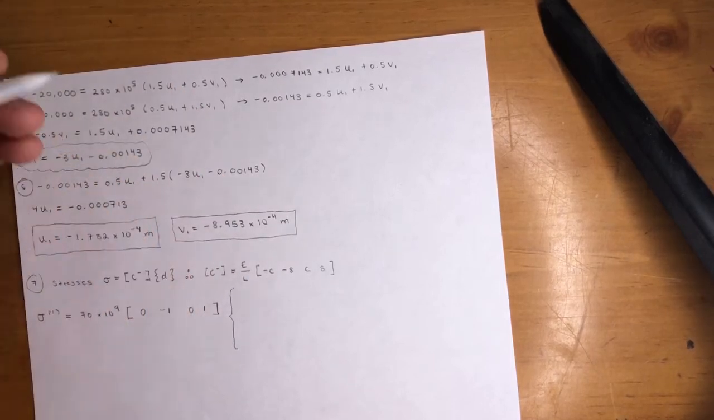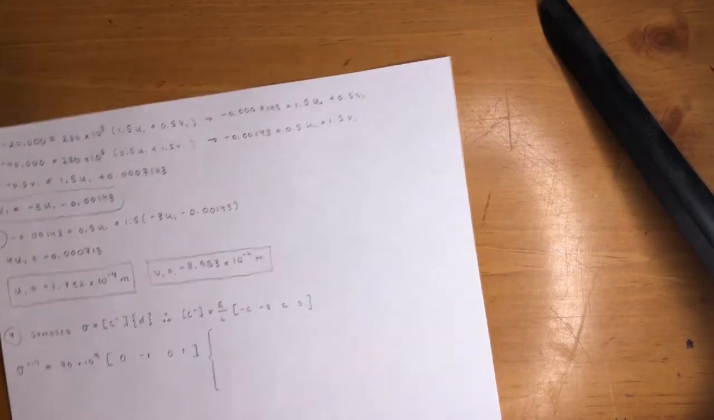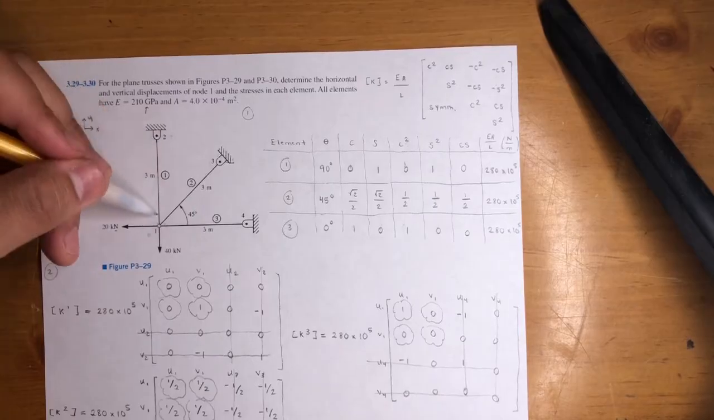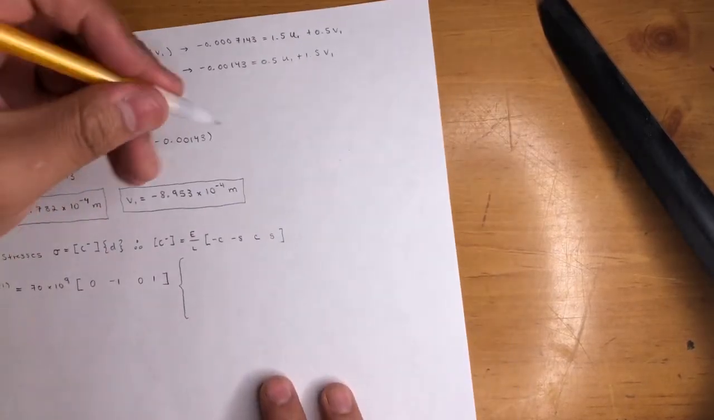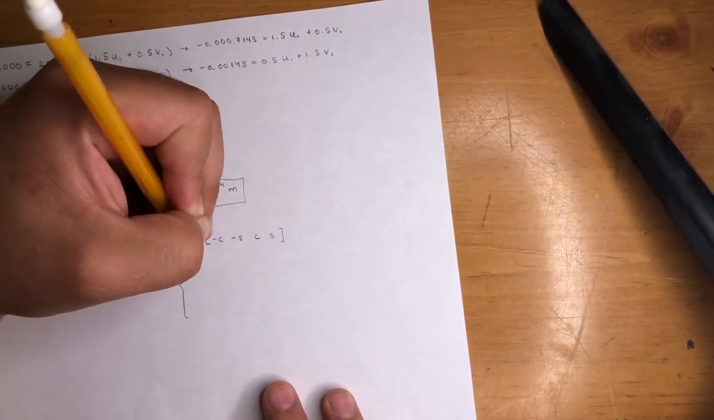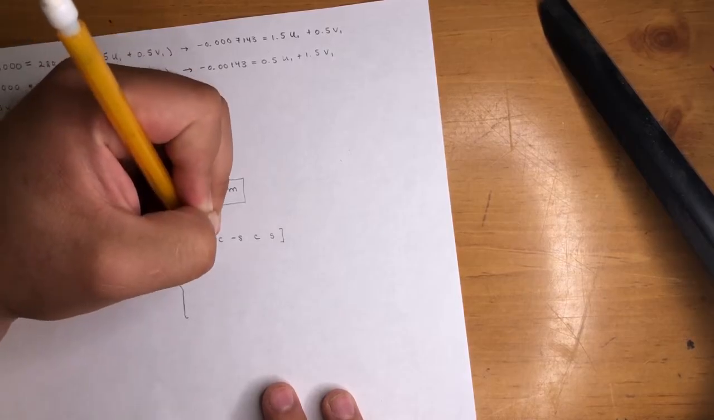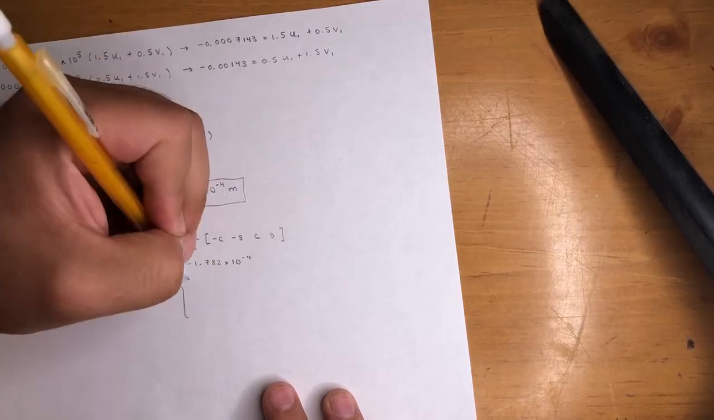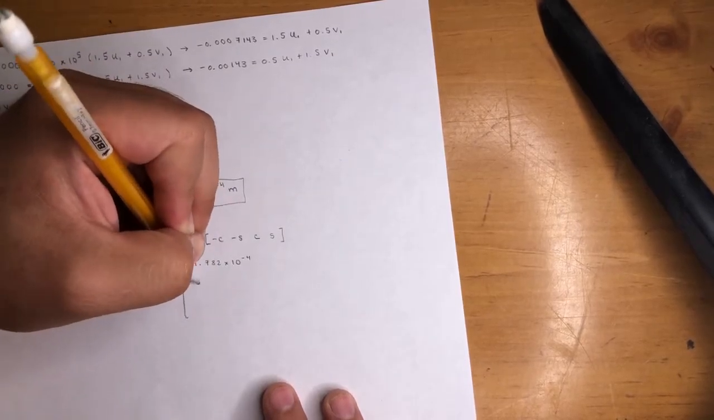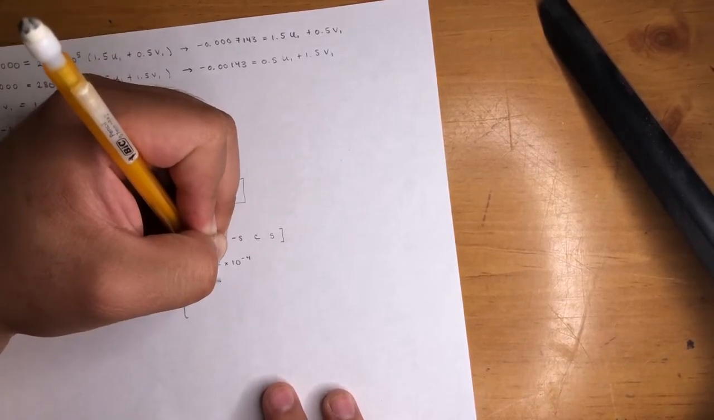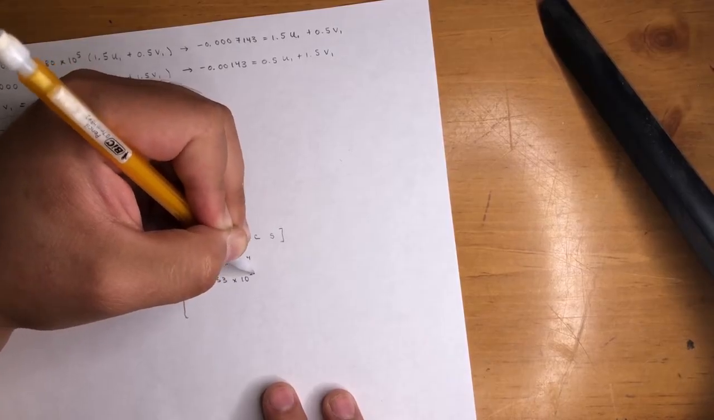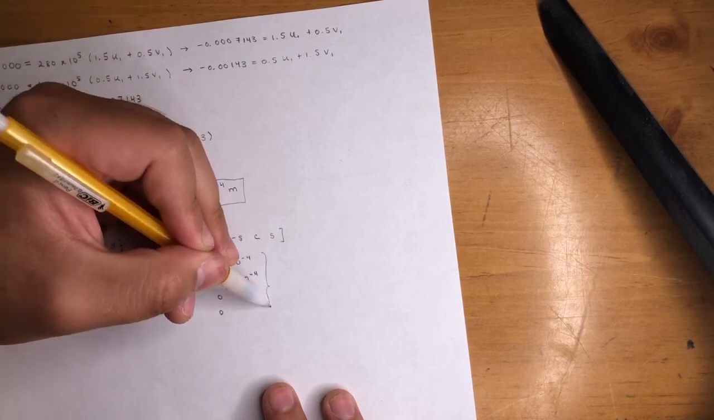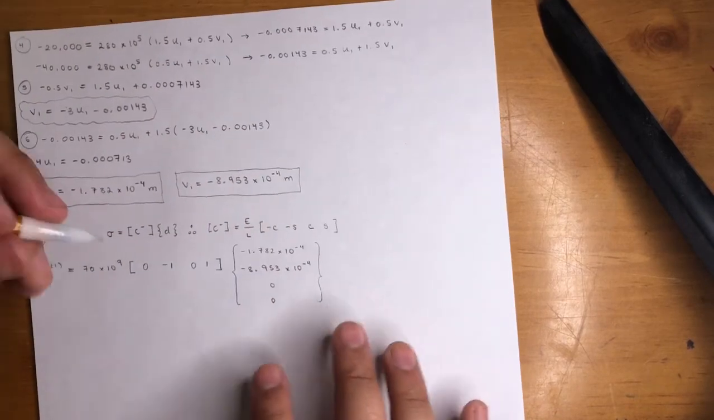Displacement vector, what is it? It's from nodes 1 to 2, remember? So that means we're going to have u1, v1. u1 is -1.782 times 10 to the -4, and v1 is -8.953 times 10 to the -4. Then u2 and v2 are 0, right? They're fixed. Cool. Let's go ahead and do the multiplication.